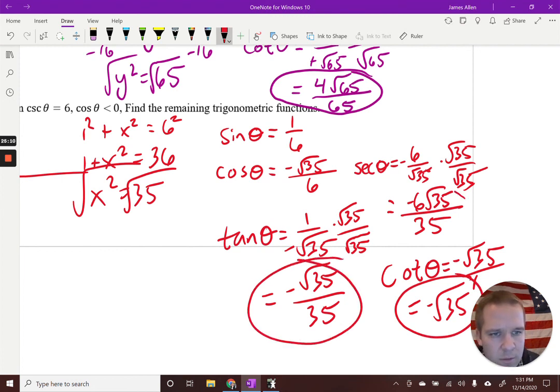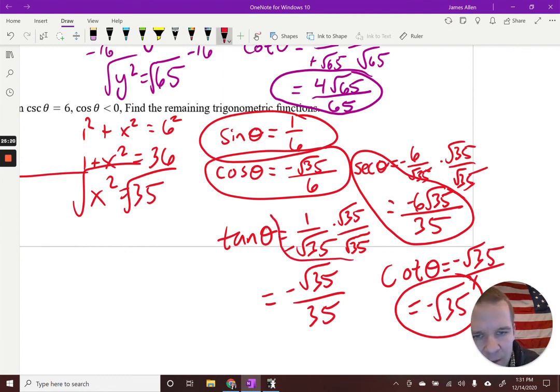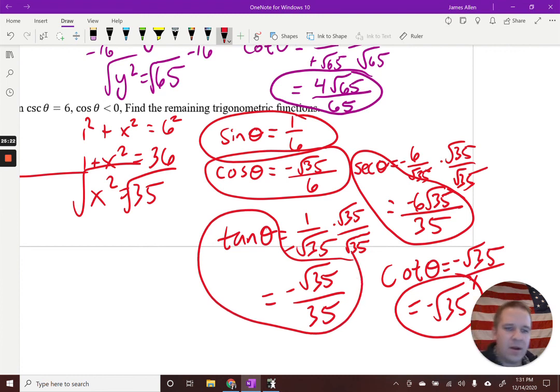Whew. Good stuff. All right. I should have circled tangent with that. What am I thinking? Tangent wants to join the party. There we go. And cotangent. What am I thinking? My goodness, Mr. Allen. I'm all over the place. I'm so sorry. Just so excited about the math, you know?